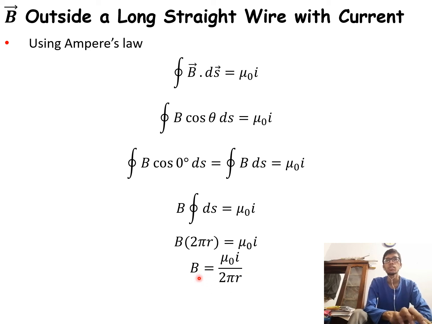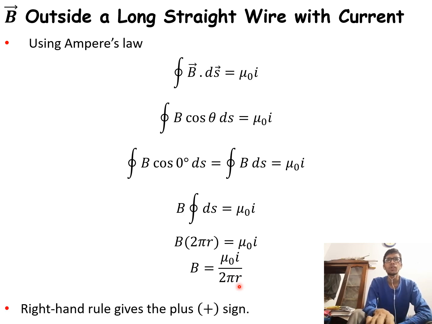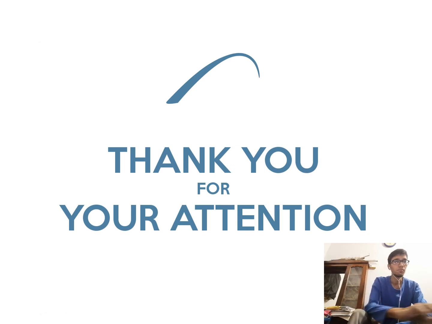So that is, the magnetic field is inversely proportional to the distance, 1 over r, and the direction of I can be found using the right hand rule. Again, just curl your fingers in the direction of the magnetic field, and the thumb will point in the upward direction, so I will be positive. And this is all we have from this example. Thank you.